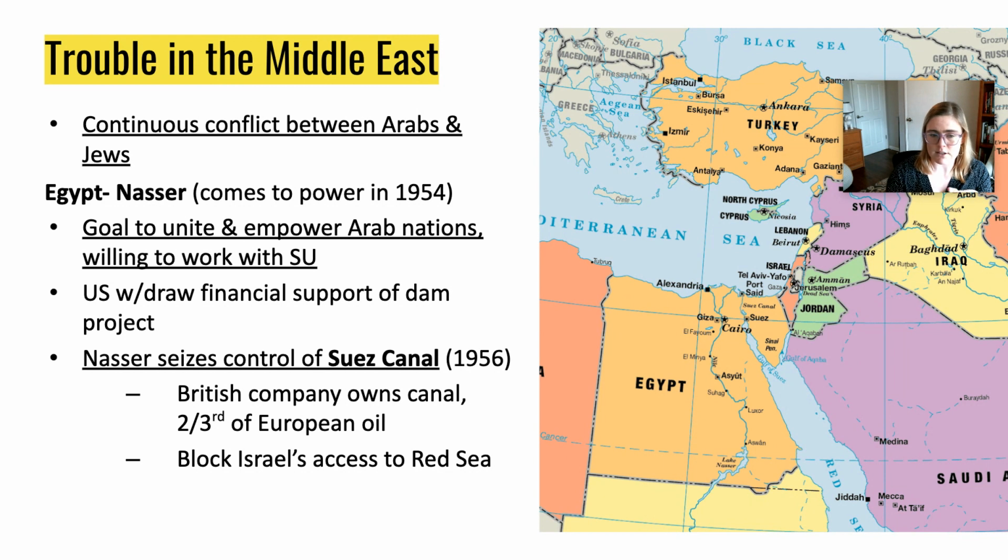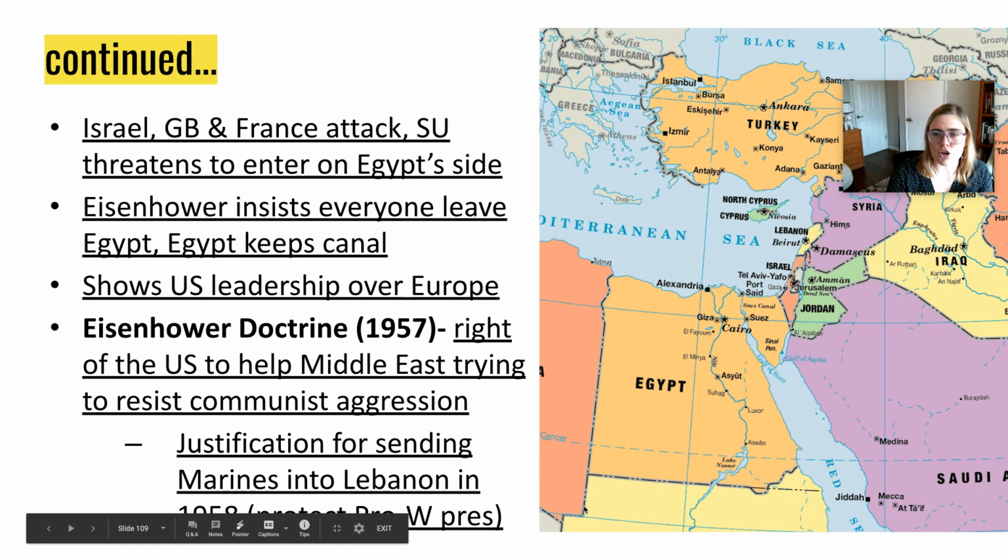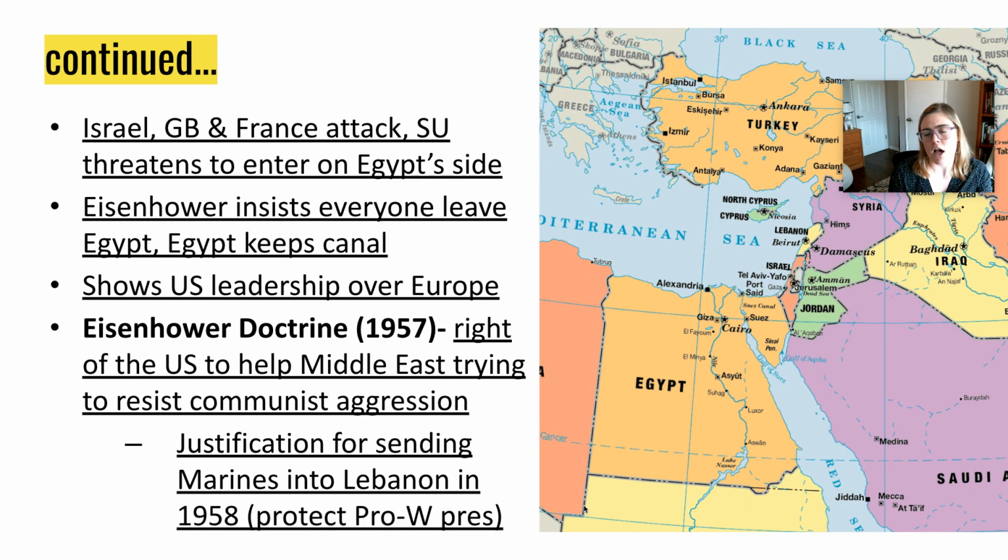And so for those reasons, you're going to see that Israel is going to team up with Great Britain and France, and they are going to attack Egypt, essentially. The Soviet Union will threaten to join on Egypt's side. This is going to put Eisenhower in a tough spot. What do we do? How do we make sure that this doesn't erupt into a world war? And so what Eisenhower does is he tells everybody to go home. Israel, Great Britain, France, go home.